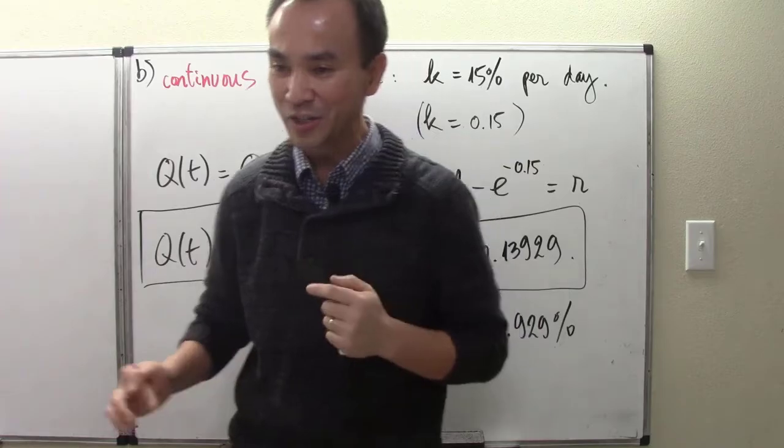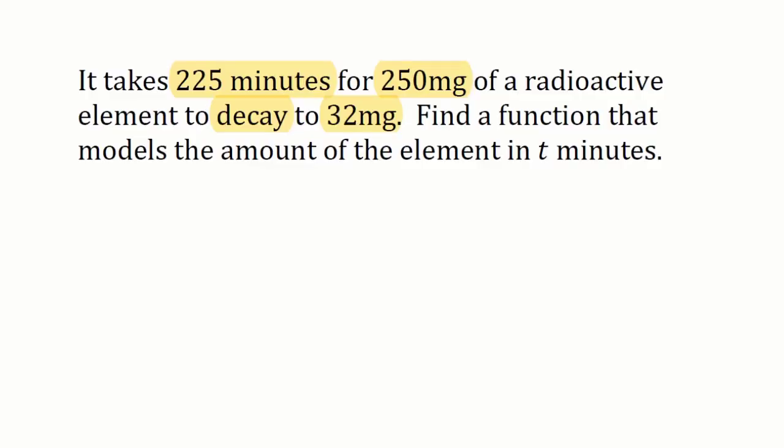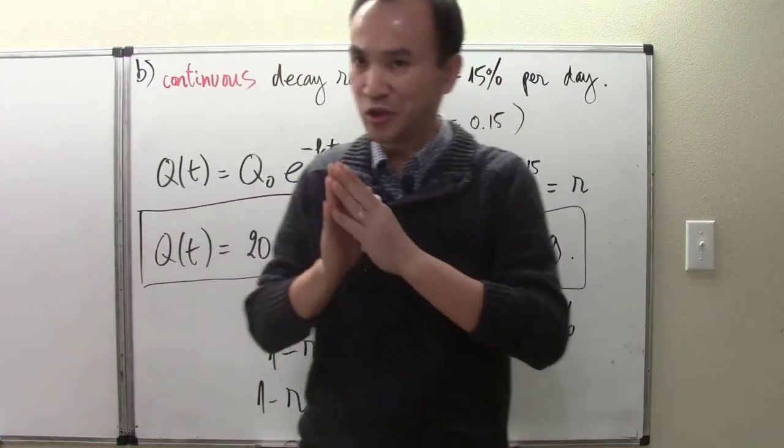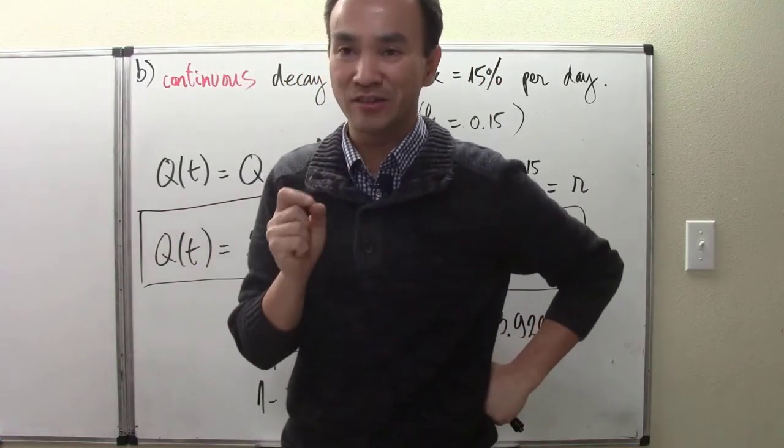All right, so according to the wording right here, we don't have a decay rate given directly. The only information that reveals some truth about how fast the decay process takes is that it takes 225 minutes for 250 milligrams of the element to decay to 32 milligrams. That's all the information we have. And so, again, we have clearly no clues about the rates.